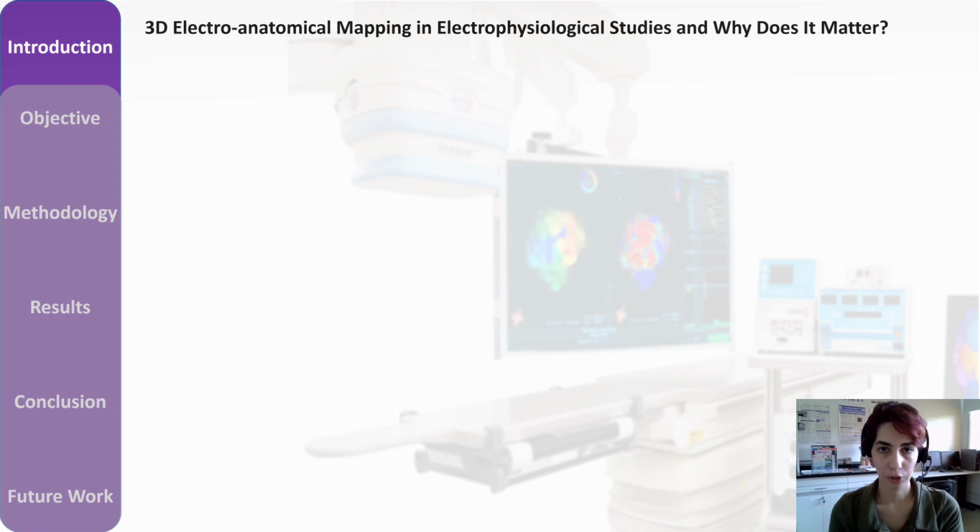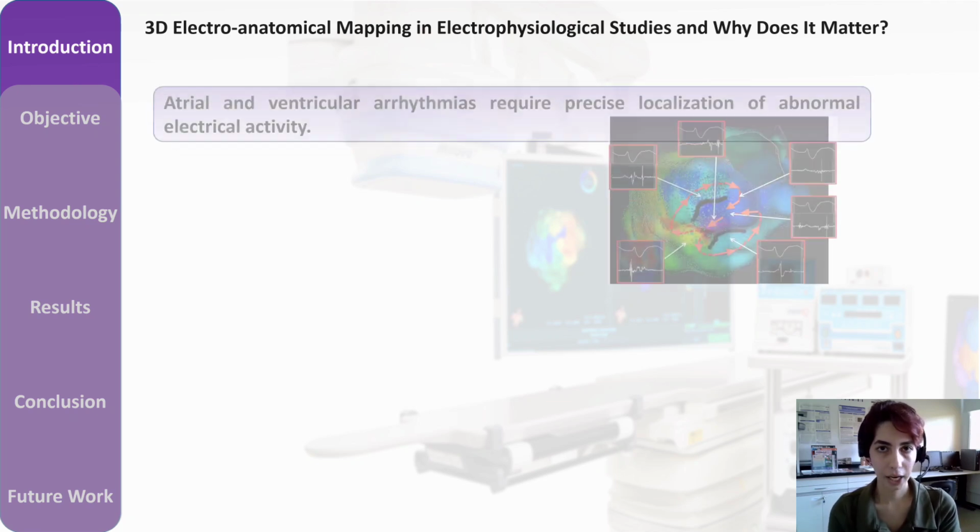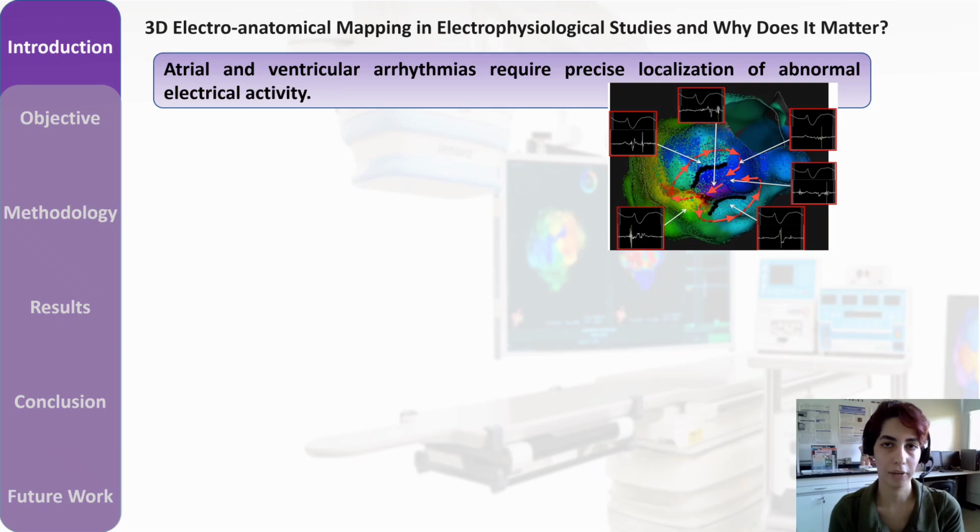What is 3D electroanatomical mapping and why does it matter for electrophysiological studies? With this kind of system, we are able to create the anatomy of the chamber of interest, and we are able to identify atrial and ventricular arrhythmias, particularly complex arrhythmias such as atrial fibrillation and ventricular tachycardia, and it provides us precise localization of abnormal electrical activity.